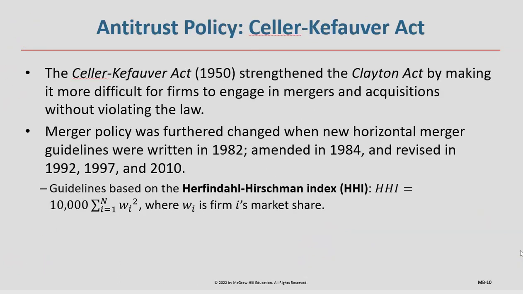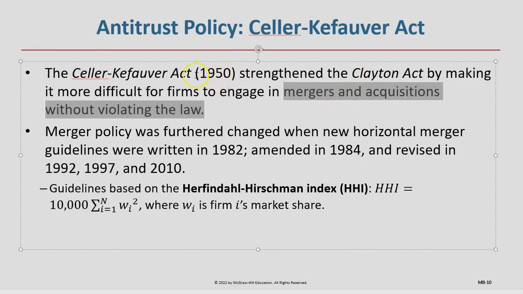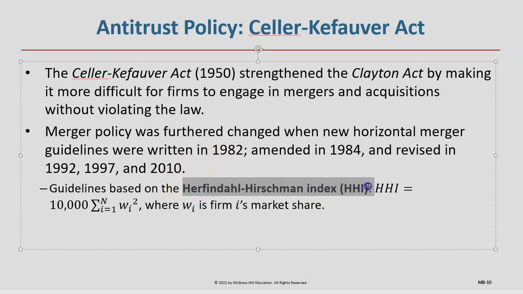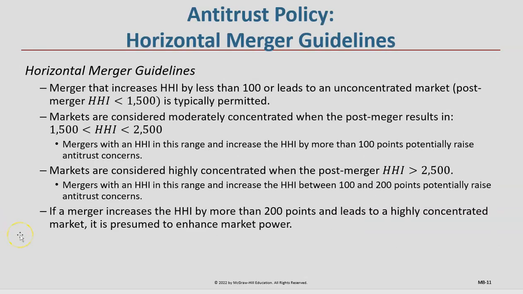And then I'm not sure how to pronounce this, but maybe the Celler-Kefauver Act. It strengthened the Clayton Act. Okay, with a focus on mergers and acquisitions. This was in 1950. Okay, and then merger guidelines were updated in 1982, 84, revised in 92, 97, and 2010. Okay, and these guidelines were based on the HHI that we talked about in Chapter 7. Okay, so these are the merger guidelines.